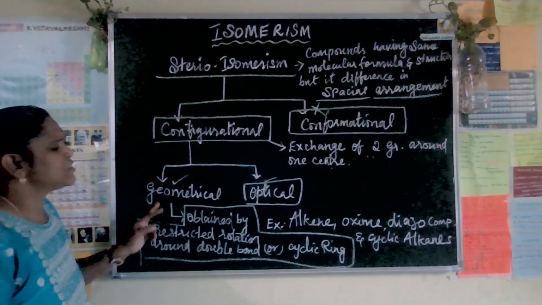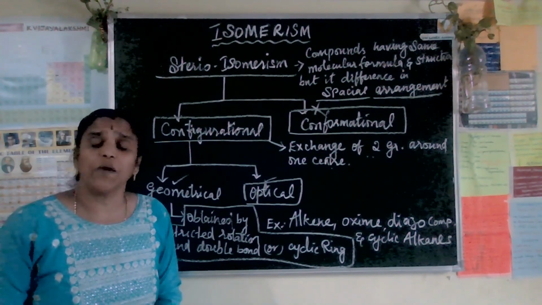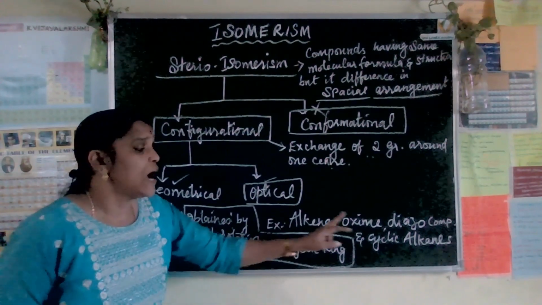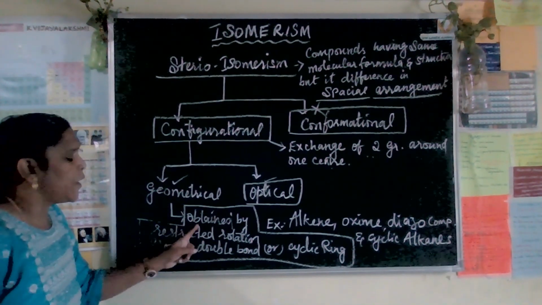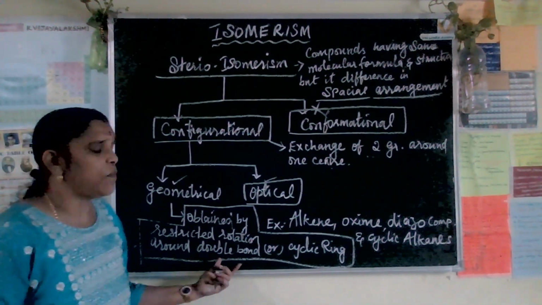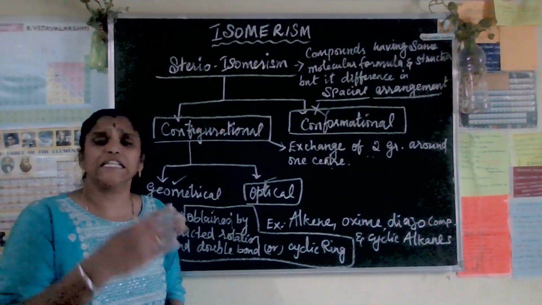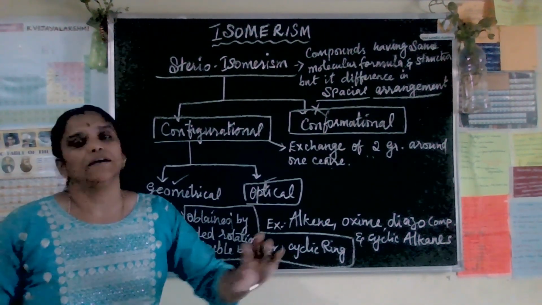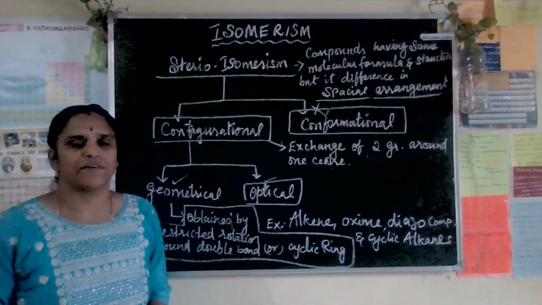Geometrical isomers are obtained by restricted rotation around a double bond or cyclic ring. So where do we identify the geometrical isomers? Generally we can get them from alkene, oxime, diazo compound, and cyclic alkane. They are obtained by restricted rotation around the double bond and cyclic ring. In that way you can identify the geometrical isomers. As we go through the examples, you will come to know how to identify them, what examples are available, and how many isomers are available in each compound. All those tricks we are going to see.